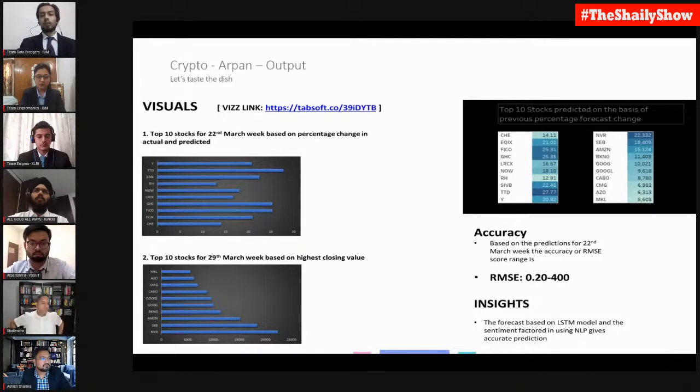So these were the few stocks that were giving me quite high RMSE scores, and for those only we added those factors. We checked for the last week's error, and then we took that error and added it to our predicted values for the next week's data. So what it was doing is it was actually mitigating the error between the new predicted and the actual values that are going to happen. Yeah, so these are our insights: the forecast model, the LSTM model, and the sentiment expected give us accurate predictions.